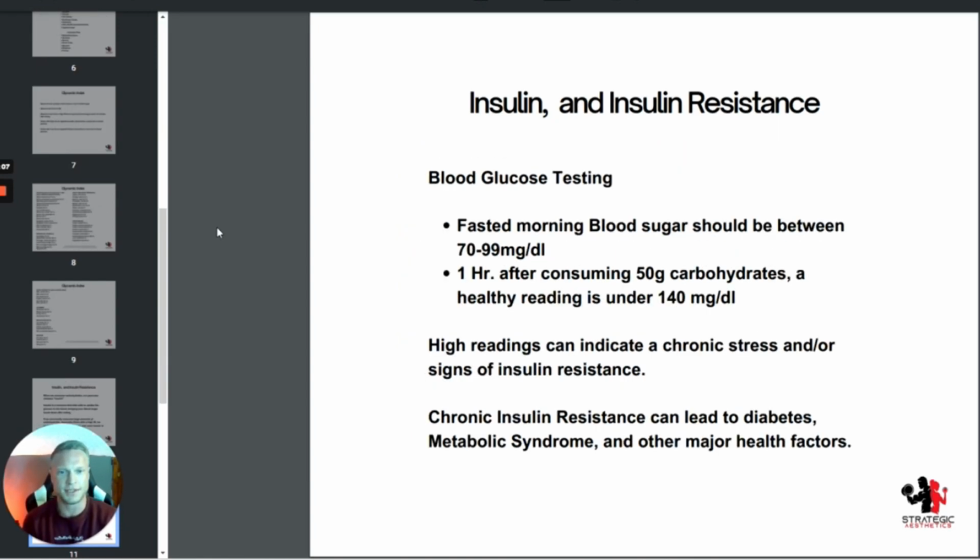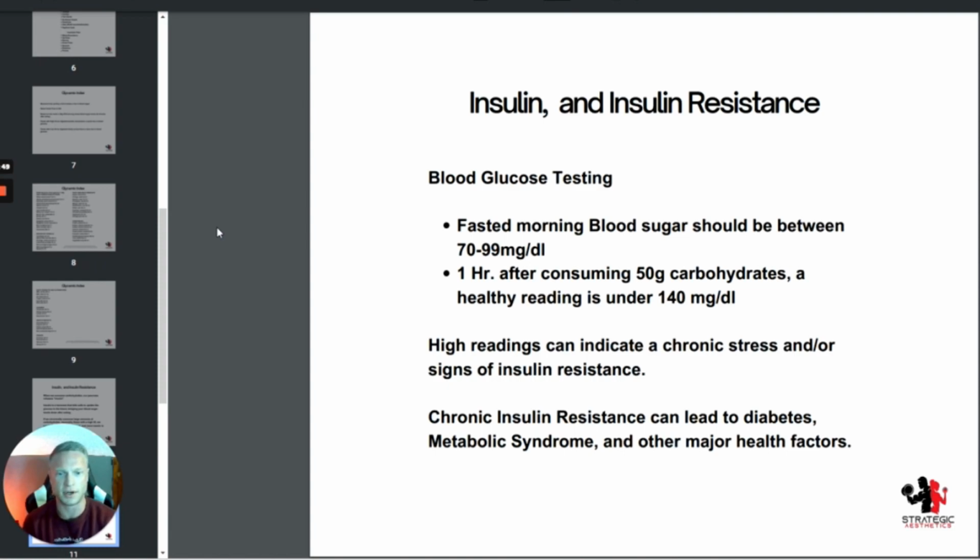Okay, so blood glucose testing is a good way to tell a number of things: our daily stress, and how we react to different foods. But a good fasted blood sugar in the morning should be between 70 and 99. I typically like to see under 90. Over 90 shows typically some signs of life stress or a high general allostatic load, so you need to reduce some life stress. And then an hour after consuming about 50 grams of carbohydrates, a healthy reading, no matter where that is on the GI scale, should still be under 140.